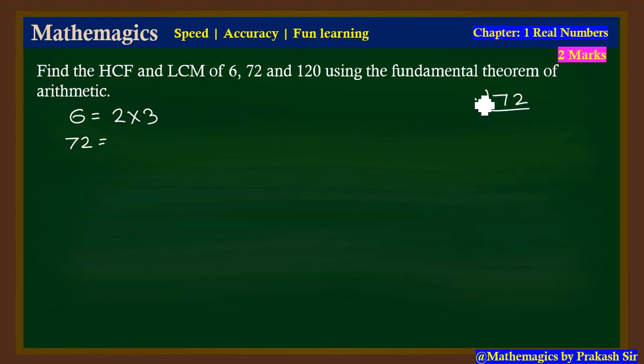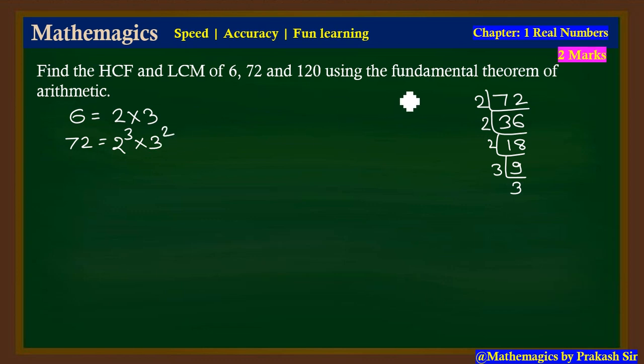Here 2 will go, 2 threes are 6, 2 sixes are 12. Here 2 will go, 18 will come. Here 2 will go, 9 will come. Again 3 will go, 3 comes. So here I just wanted to write 2 to the power 3, because 2 has appeared 3 times, and 3 to the power 2.